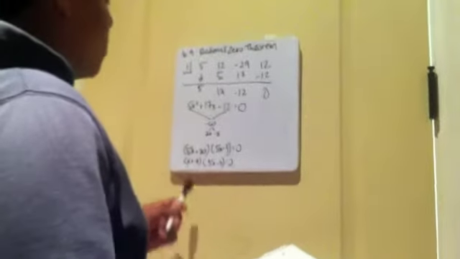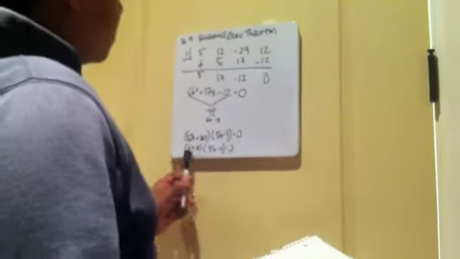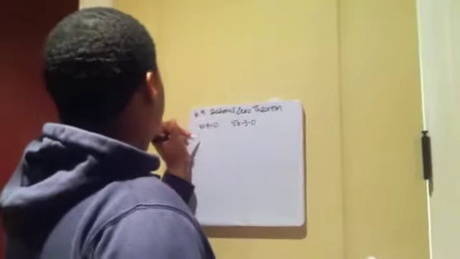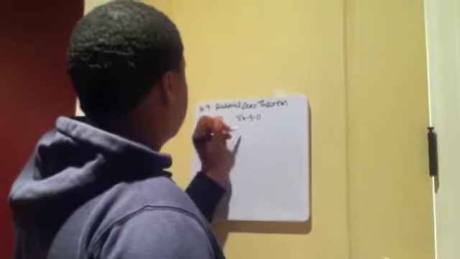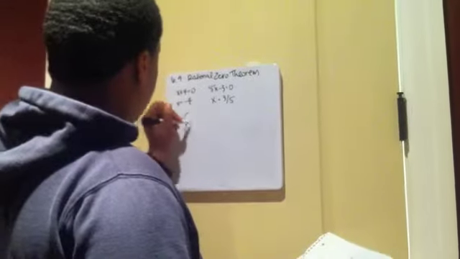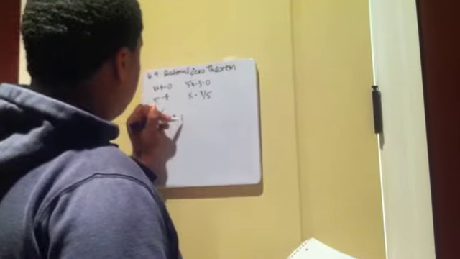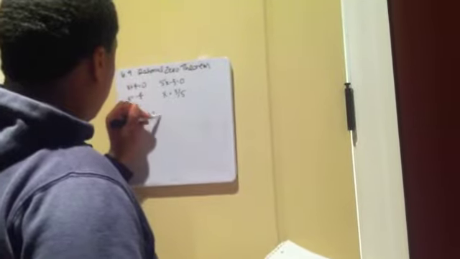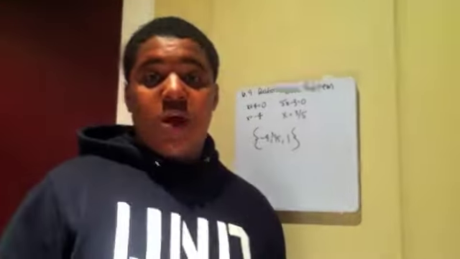Now, we set up both of these equations equal to 0. X plus 4 equals 0, and 5x minus 3 equals 0. X equals negative 4, x will equal 3/5. And the answer is negative 4, 3/5, and 1. And that is the rational zero theorem.